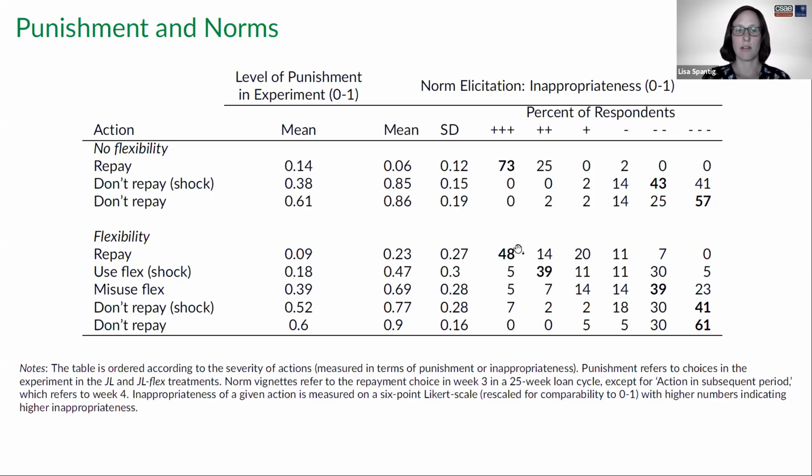And we also see, if we look here at how appropriate it is to repay with flexibility, it's substantially reduced. So there's a lot more heterogeneity in the answers. You can also see this in the standard deviations. So it's a lot more dispersed. So it's less clear whether repayment is actually the thing to do.